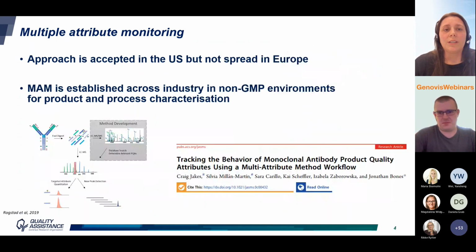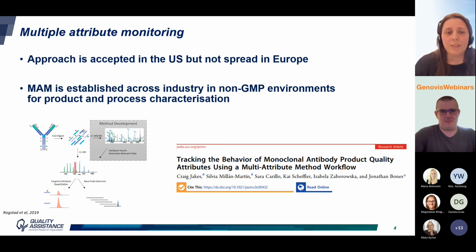So the approach is a bit more accepted in the US than in Europe. I believe there is more lobbying on the other side of the ocean. And also it's more established across industry in a non-GMP environment for product and process characterization. So the paper here on the right is one example of an application for product characterization.